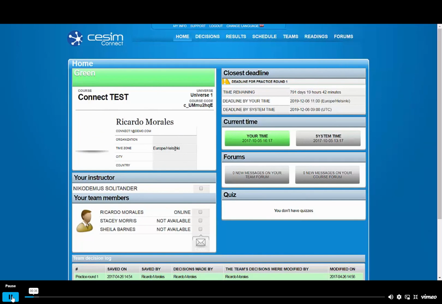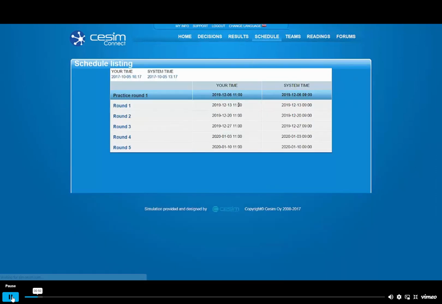So here at the home page, you just see some basic information about your team members and your instructor. And the actual decision making starts here in the decision section. Besides the decision section, you find results and schedule in the system. And the schedule always tells you when is the deadline for the next round.